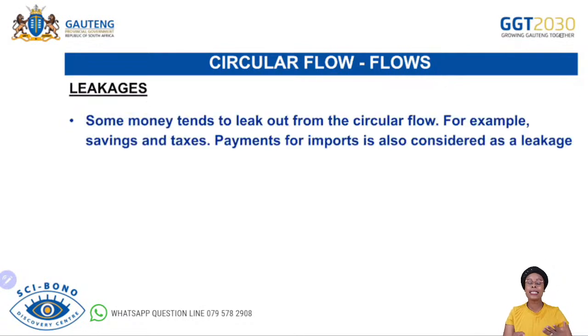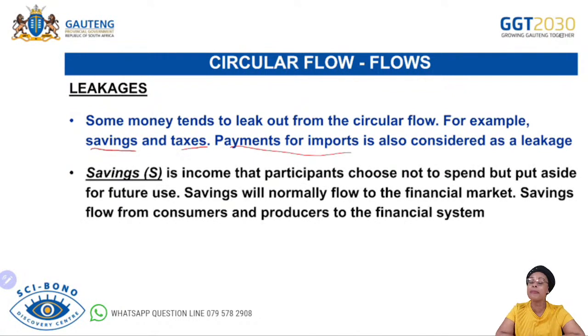Leakages. What is that? It is the money that tends to leak out, that is withdrawn. It comprises savings and taxes, just like I've mentioned, even when we pay for imported goods. I did mention that before. And then savings, you will familiarize yourself with it with the letter S. It is income that participants choose not to spend.